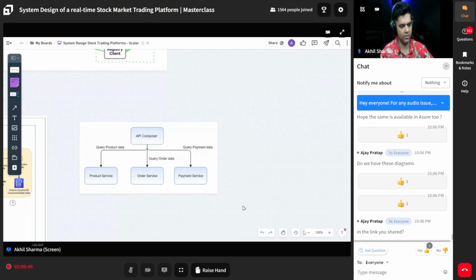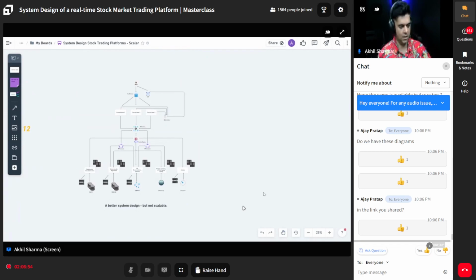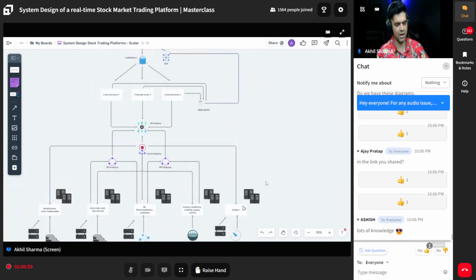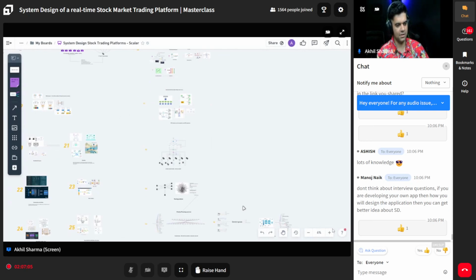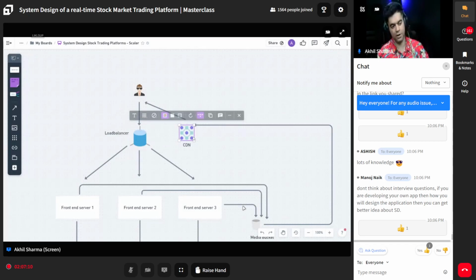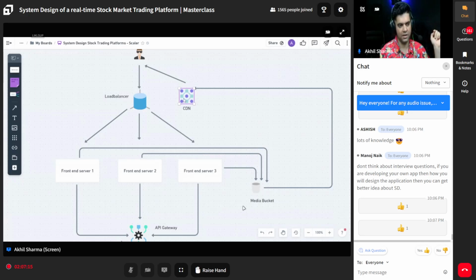So now let's say you have 1.5 years to almost 3 years of experience. What kind of system design will you create? With all this information that I showed you till now, this is the system design you will create. There's a user, he has a load balancer, but we're also using a CDN now, and we have a media bucket to store all the images, and CDNs help him download the screenshots or images of the comparison graphs, charts and the price predictions he has made.